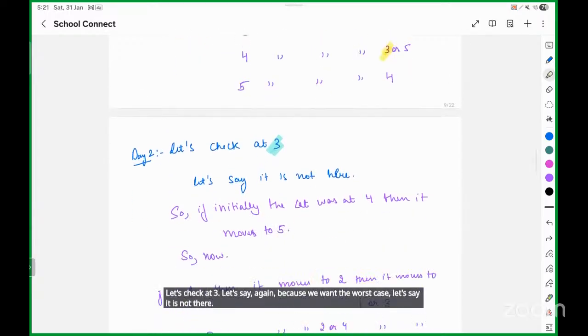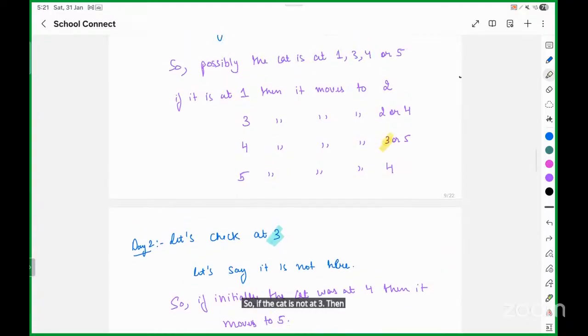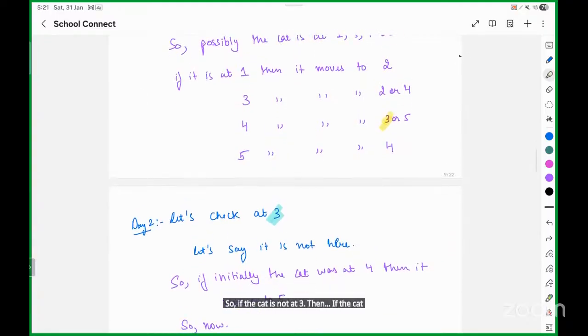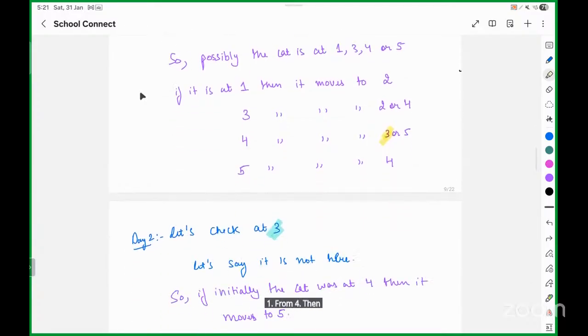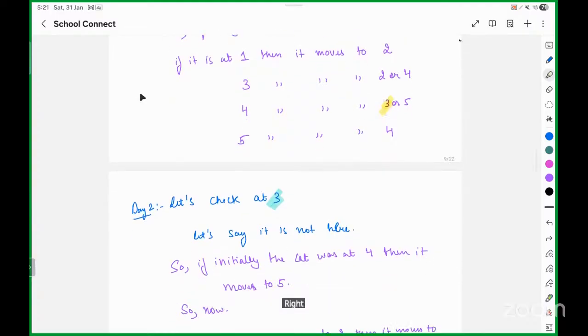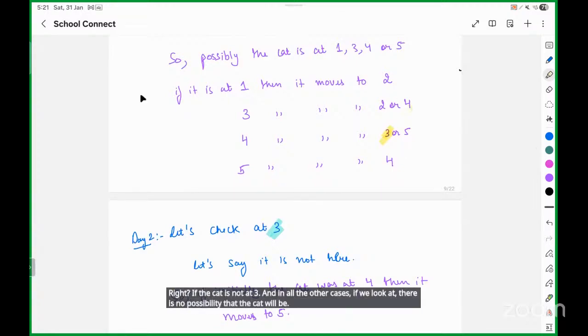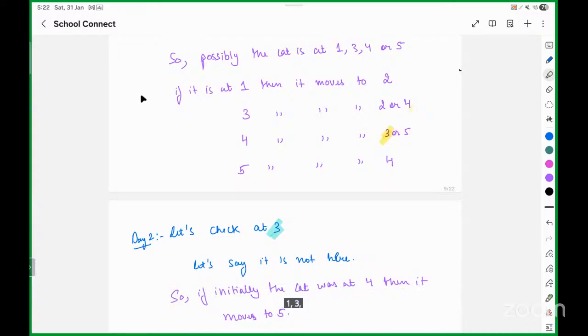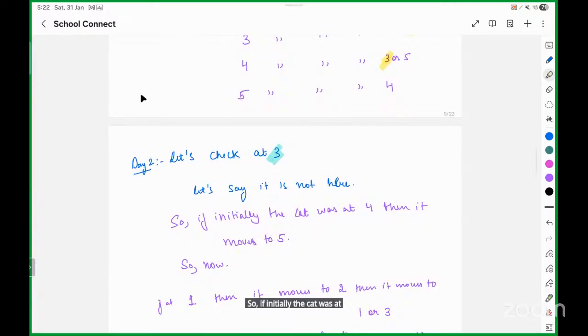Again, because we want the worst case, let's say it is not there. So if the cat is not at 3, then if the cat has moved from 4 on day 1, it must have moved towards 5 and not 3, right? And in all the other cases, there is no possibility that the cat from 1, 3, or 5 can move towards 3.